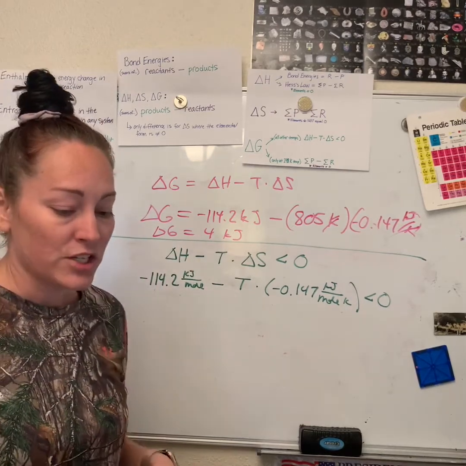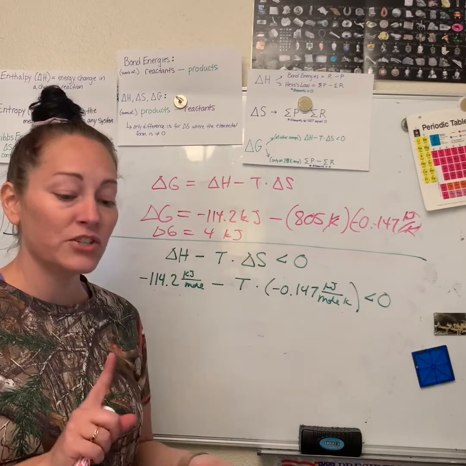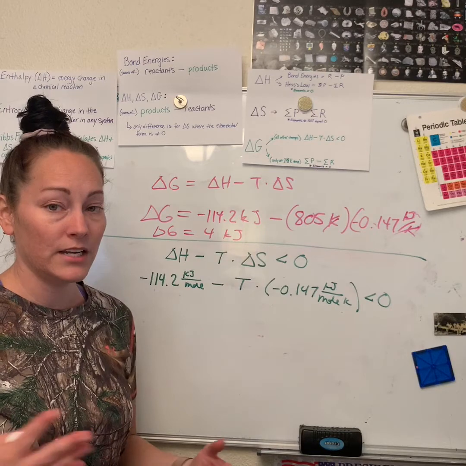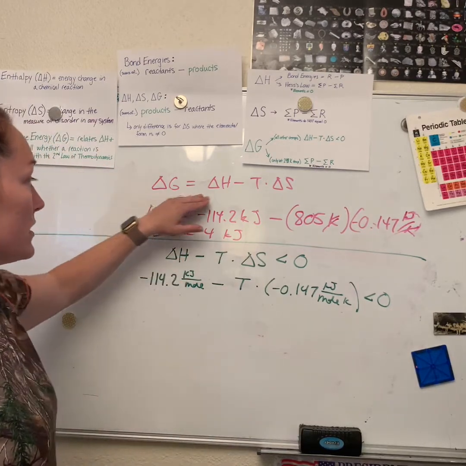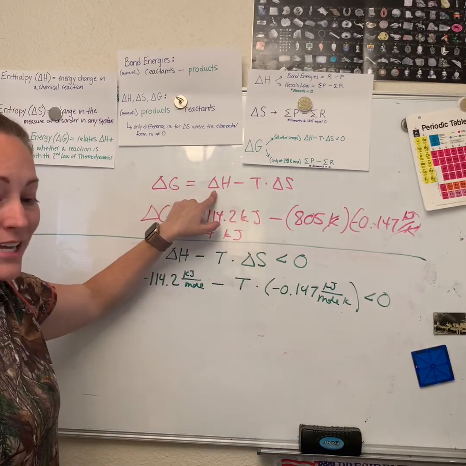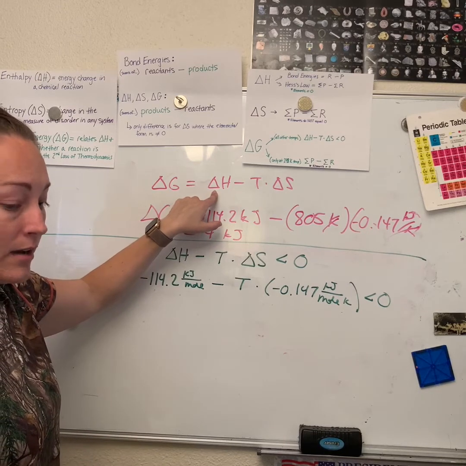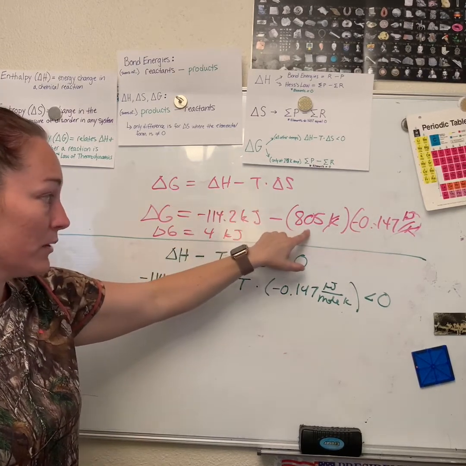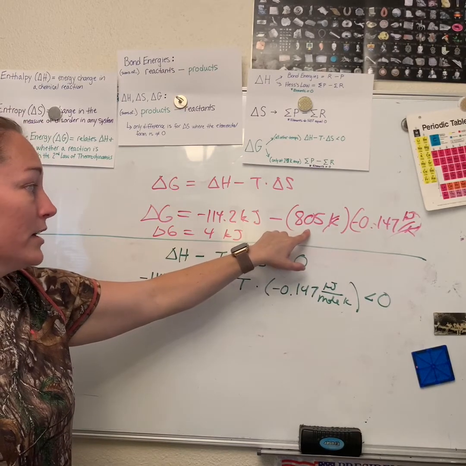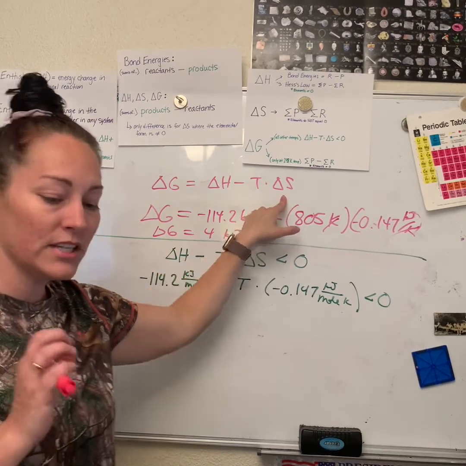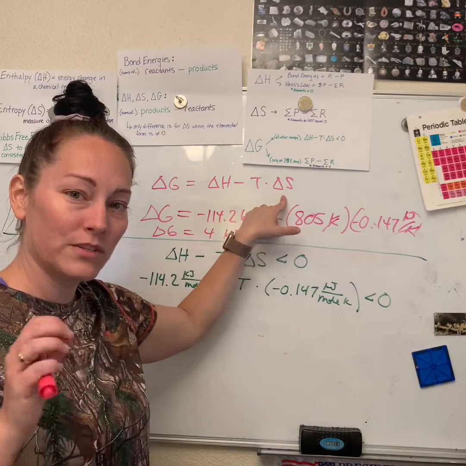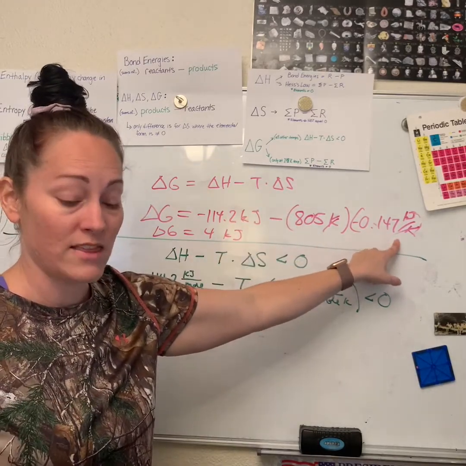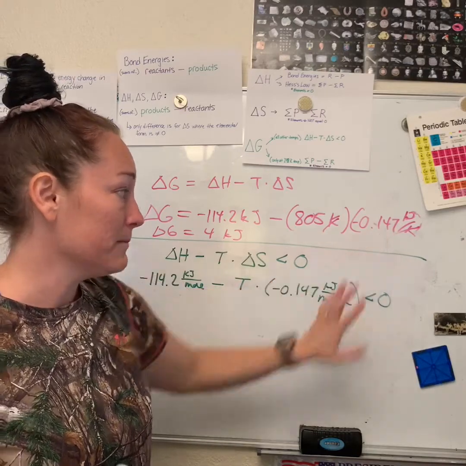They give you this equation and then they say this is the delta H, this is the delta S, what is delta G at this temperature? Is it spontaneous or not? So this is the equation we have to use. They gave us the delta H, so we plug it in. They gave us the temp, we want to use the one in Kelvin, 805. And then the delta S, we just needed to make sure that our units matched. One was joules, one was kilojoules, so we just switched it to kilojoules, okay? And that's what they did right there. So we switched it and then we plugged it in.